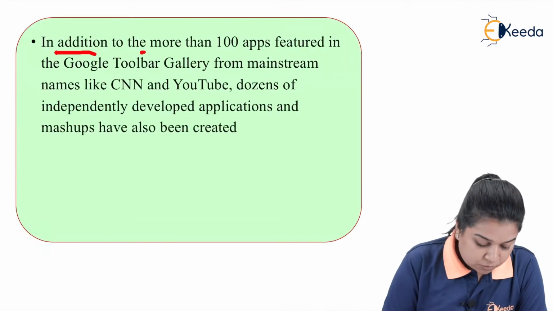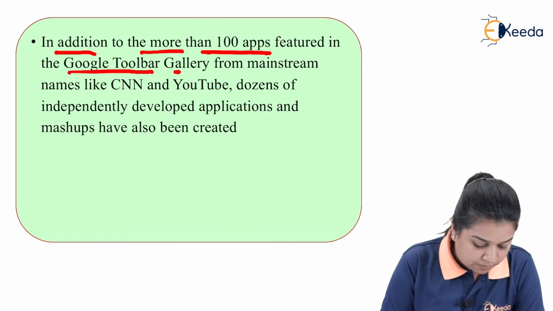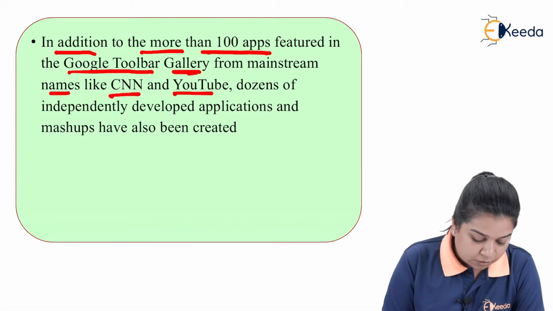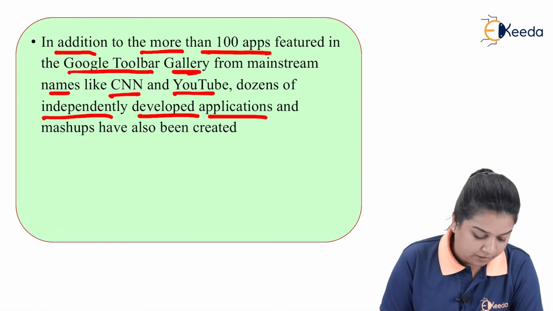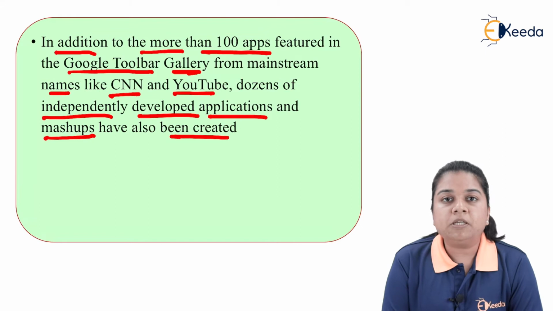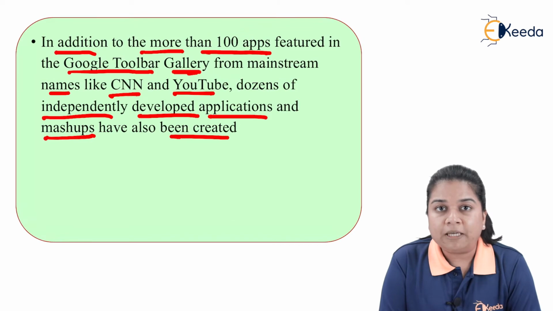In addition to the more than 100 applications featured in the Google Toolbar gallery, from mainstream names like CNN, YouTube, dozens of independently developed applications and mashups have also been created. That means now, for example, if we open Chrome, then we see a lot of things like calendar, YouTube, Gmail, and a lot of other things which are there.